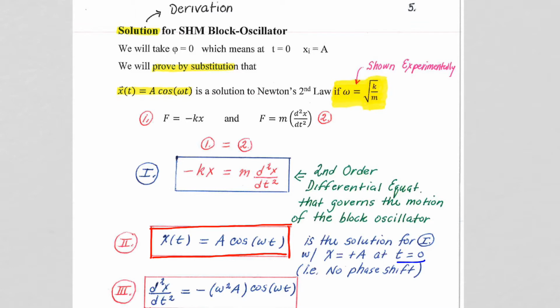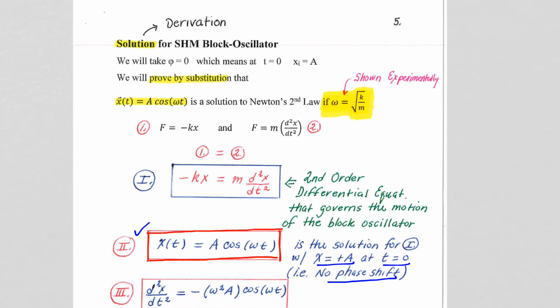At time t equals 0, we begin our stopwatch. We're at x equals positive A, no phase shift. Well, what we're going to do now is show that this equation is a solution to the block oscillator. How are we going to do that?